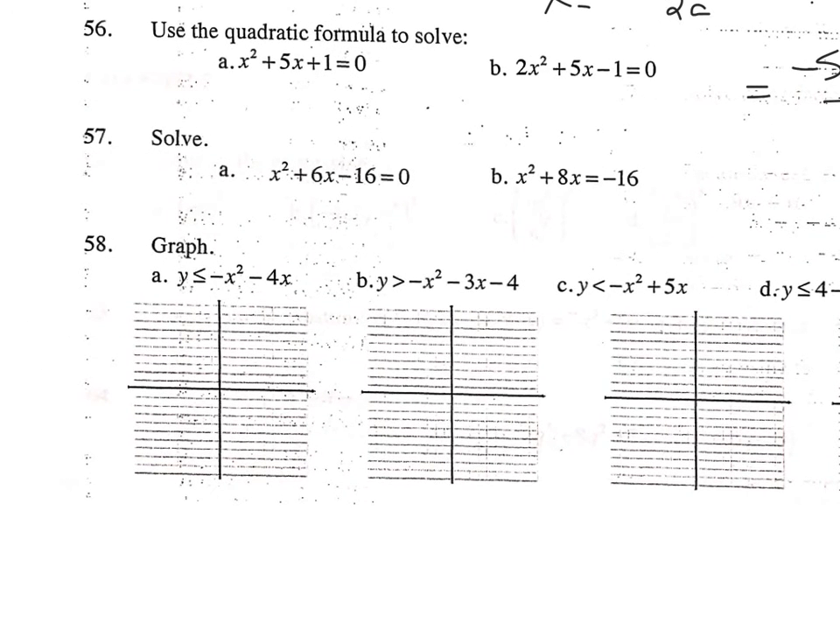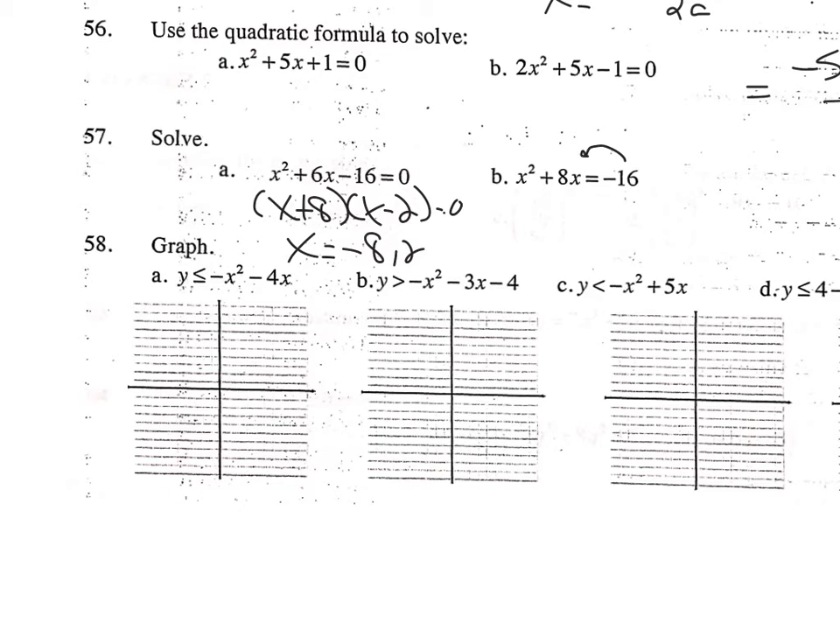Down here it says solve. If you can factor, that's the best way. Complete the square maybe, or do quadratic formula. That's up to you. I think this one right here factors. I think I could go x plus 8, x minus 2. Yeah, that's perfect. So my 2 answers are negative 8 and 2.